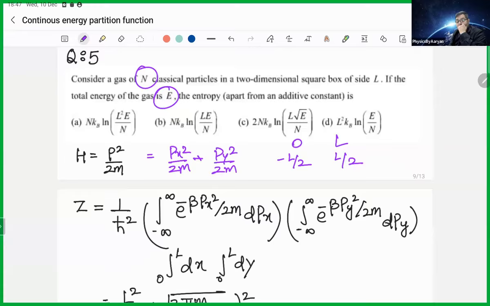When it is confined in a position, it will be between some limits, like in the cylinder it was 0 to L, radius 0 to R. In this case, it is a box of side L, so it is again 0 to L. So that is the situation.